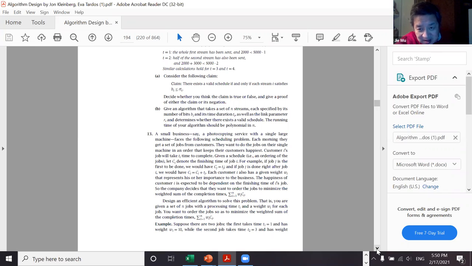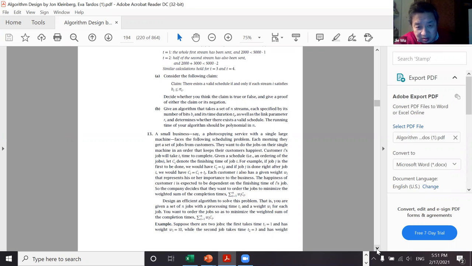If each customer has a weight w_i, that makes things difficult. It's saying some customers are more important than others. That represents his or her importance to the business. The happiness of the customer is expected to depend on the finishing time of i's job. So the company decides that they want to order the jobs to minimize the weighted sum of completion times. That means they want to minimize the summation of all these completion times, but weighted. You don't look at each one, but at the whole, a summation of all the weighted completion times.